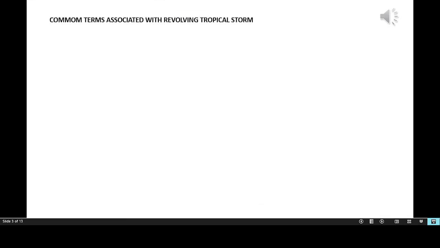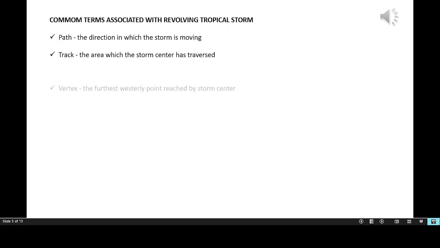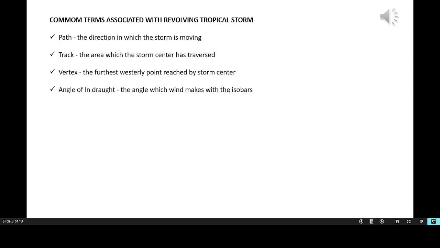Common terms associated with a revolving tropical storm. Path: the direction in which the storm is moving. Track: the area which the storm center has traversed. Vertex: the furthest westerly point reached by the storm center. Angle of indraft: the angle which the wind makes with the isobars. Vortex: the central calm of the storm.